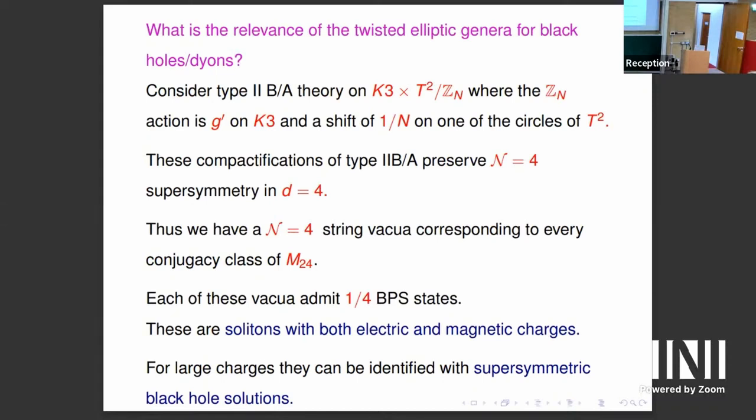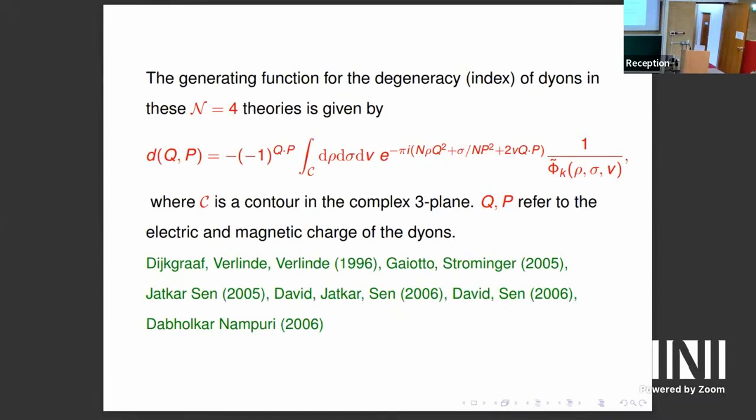Each of these admit quarter BPS states. These are solitons with both electric and magnetic charges, and for large charges, they can be identified with supersymmetric black holes. Now, what is the partition function? This has a very long history, actually, how to write the partition functions for these, given this particular compactification. You have a particular modular form, which I will describe before. It is a function of three variables, rho, sigma, and v. You have to do a Fourier transform of this, or Fourier inverse, basically, to read out the degeneracies.